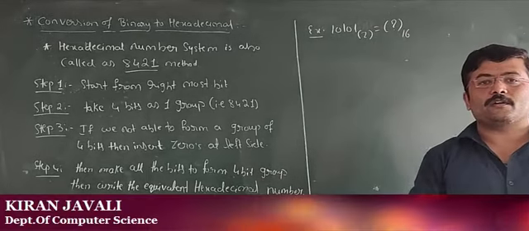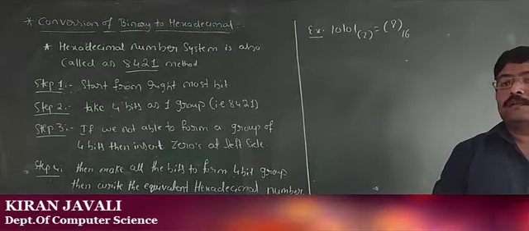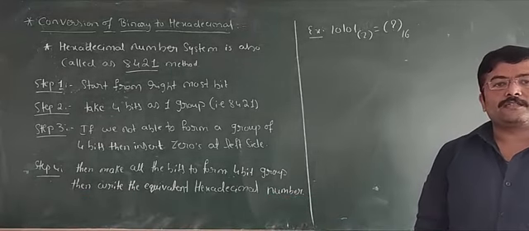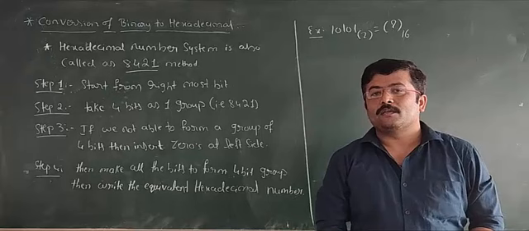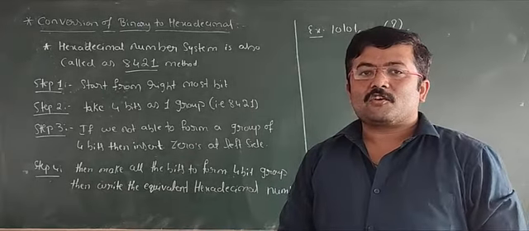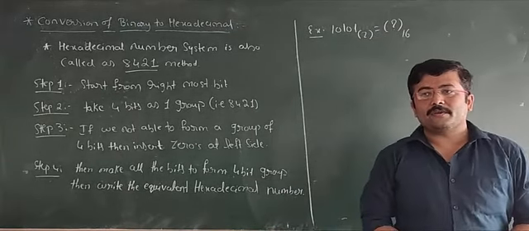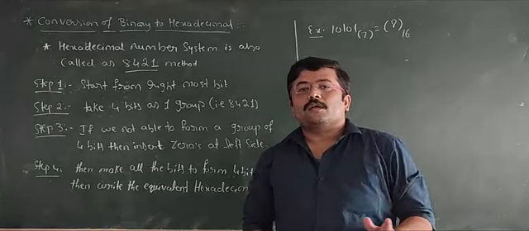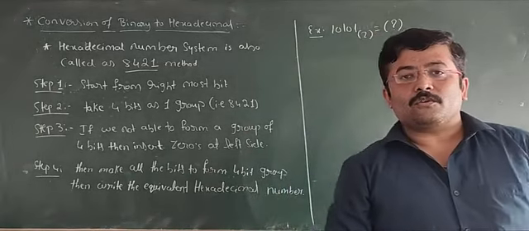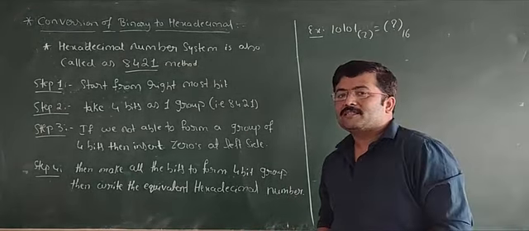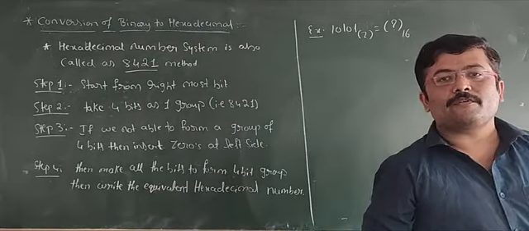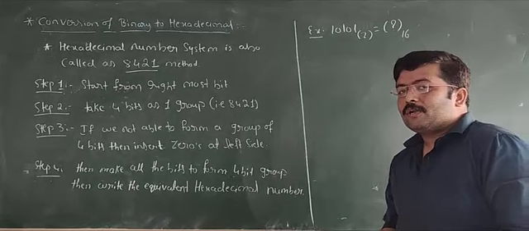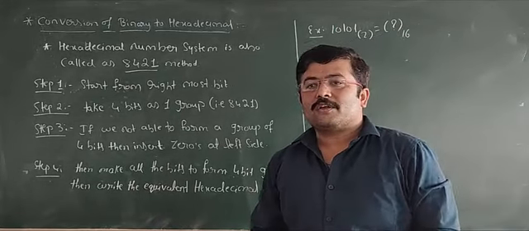This is the continuation part of the data representation chapter. In the previous class, we discussed the conversion of binary number to octal number. Octal number is also called the 4 2 1 method because the values lie between 0 to 7. 4 plus 2 plus 1 is 7. So the values under the octal number system are 0 to 7.